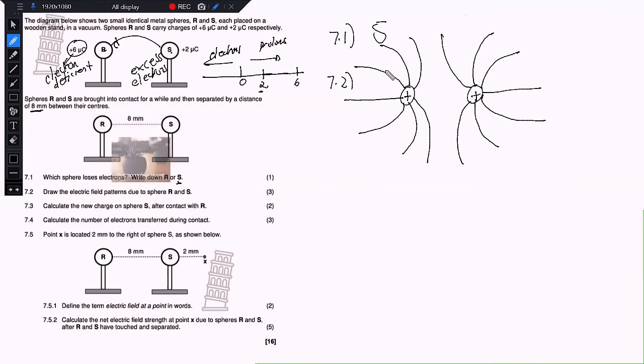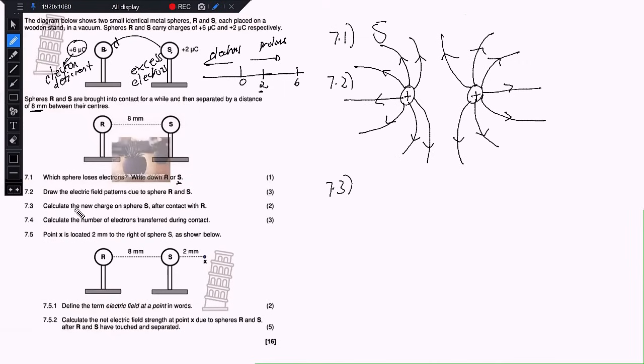Because it's positive, you have to show that the field lines are outward, because they are always directed outward from a positive charge. That's how you would indicate that. And we can see that they will not touch here, indicating that they are repelling. So this is something that you need to have there. Those electric field patterns need to be somewhat like that.